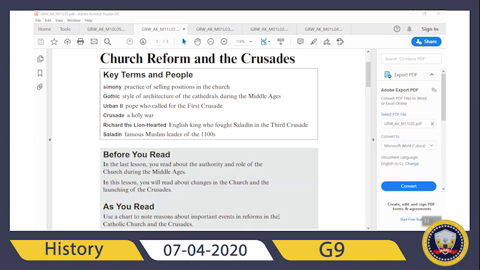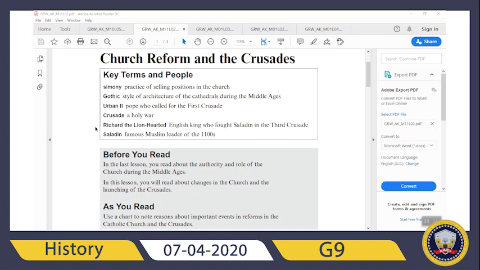Before beginning the lesson, like always, first we will revise the important key terms. Number one is simony. What is simony? It's a practice of selling positions in the church. Then we have Gothic. What is Gothic? It's a style of architecture of the cathedrals during the Middle Ages. This type of churches they built at that time.